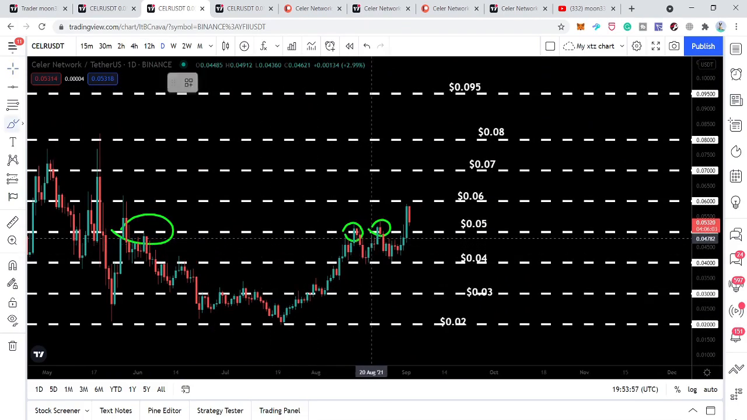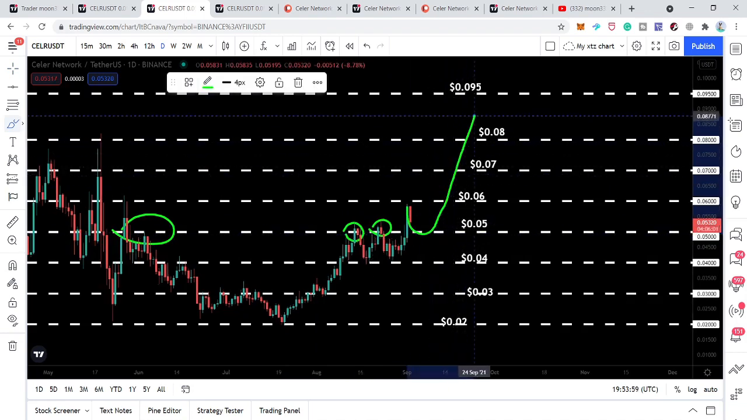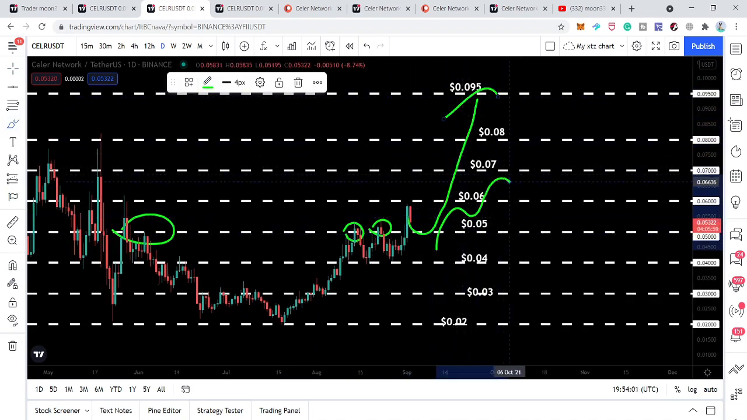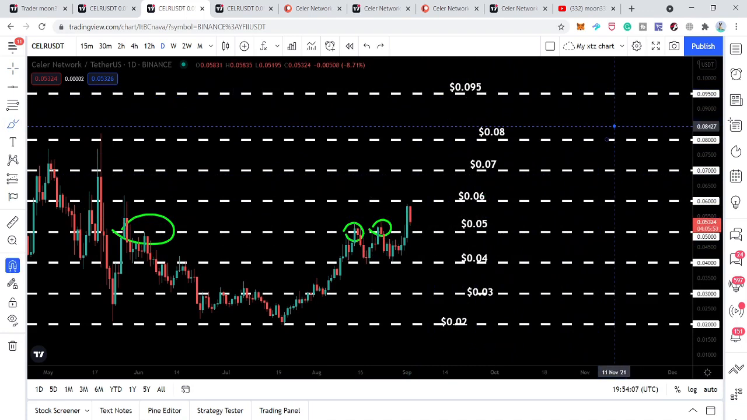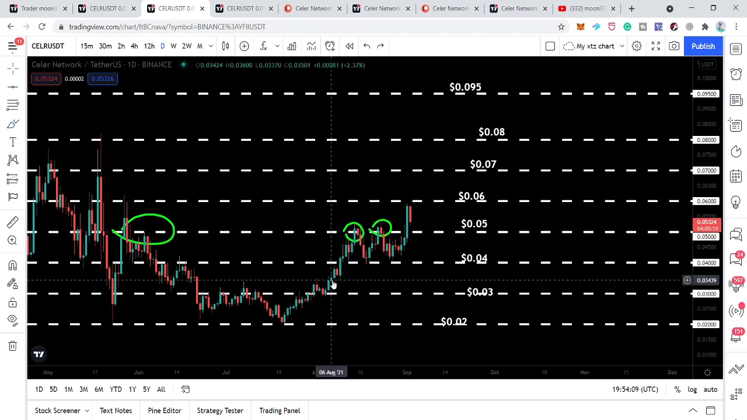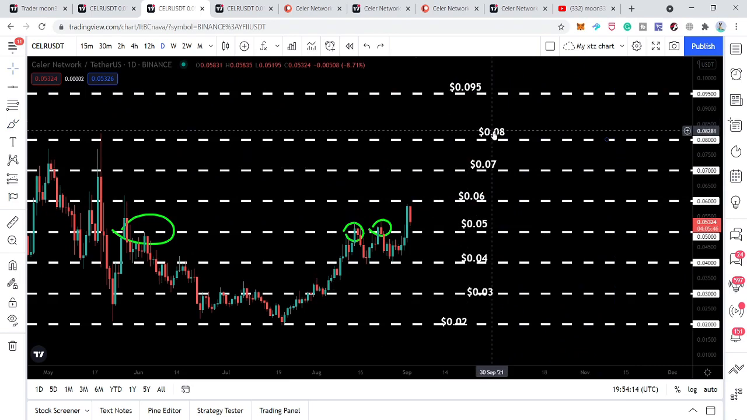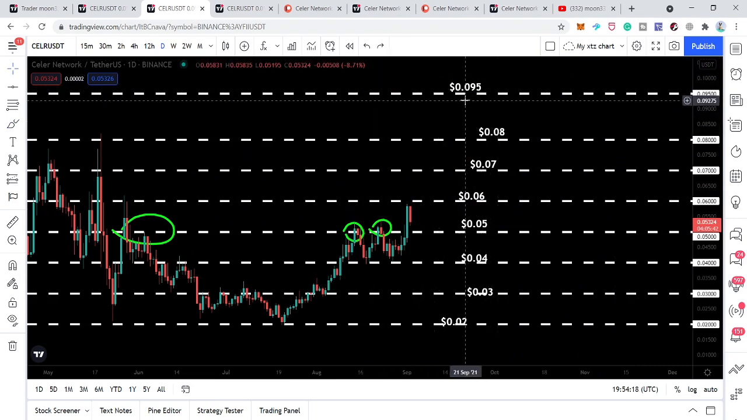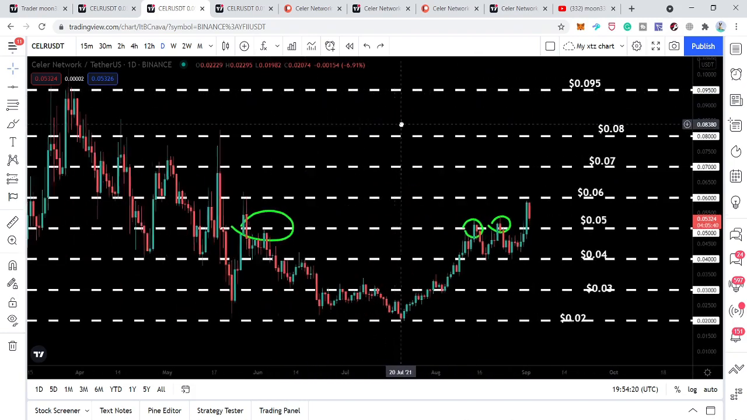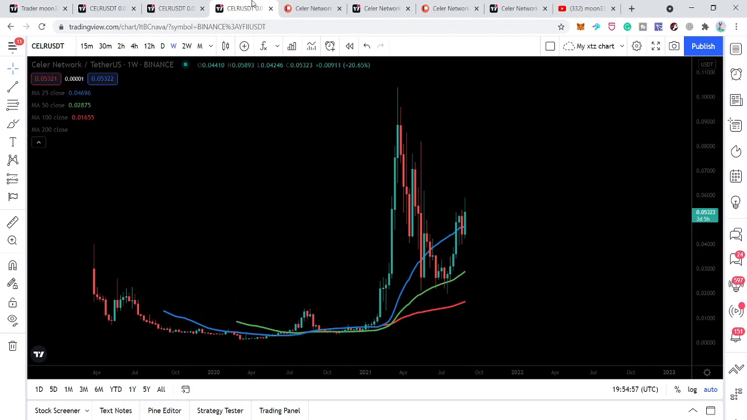We can expect that after testing this 5 cent level as a support, it can move up, and step by step it can break out the next resistance levels as well, like it is doing right now. Step by step it is breaking out the next resistance levels. Now the next resistance after 6 cents will be 7, then 8, and our final resistance will be at 9.5 cents, approximately 10 cents.